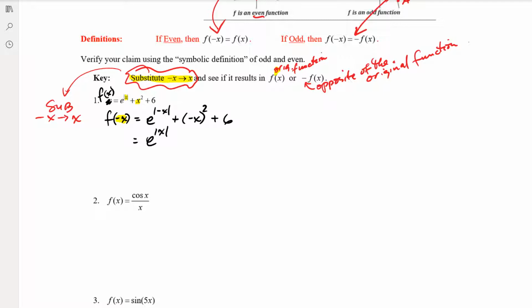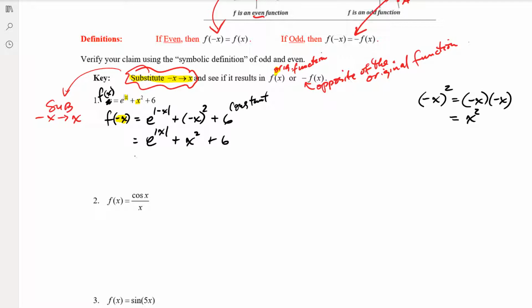And whatever you square, let me do a little side thing here. Negative x squared is the same thing as negative x times negative x. Well, guess what? That is just x squared. So when you square a negative, you just get a positive. So this simplifies to x squared, and 6 is a constant. It's called a constant. It doesn't change.